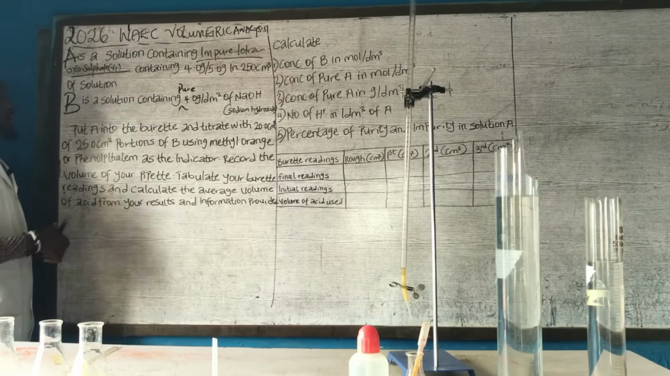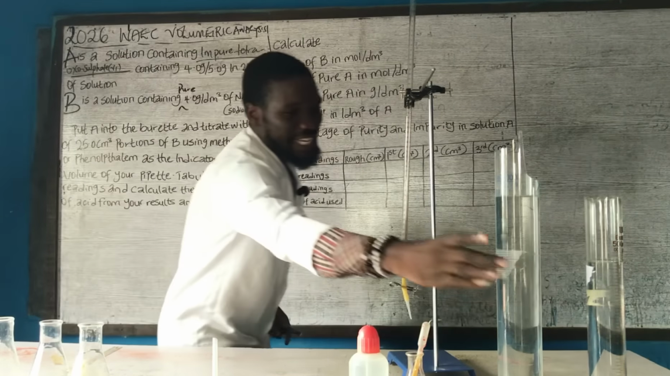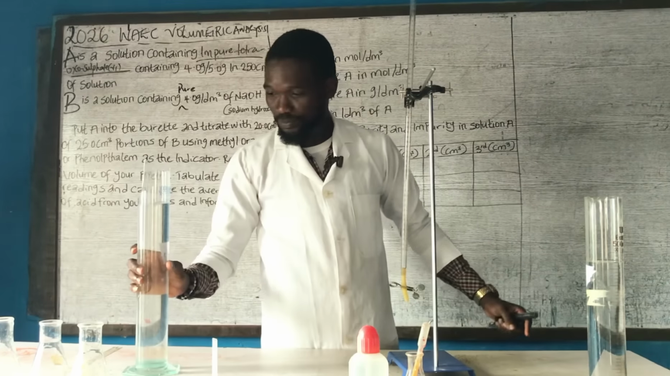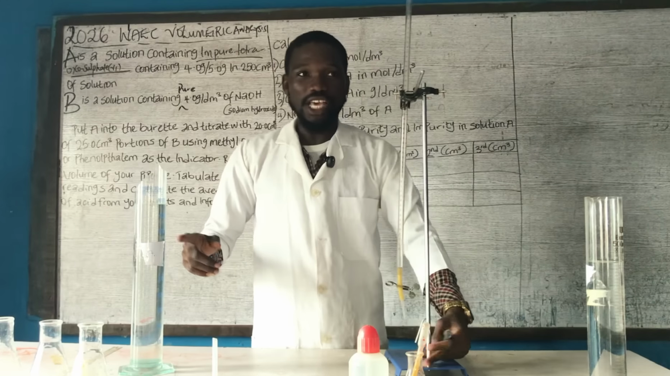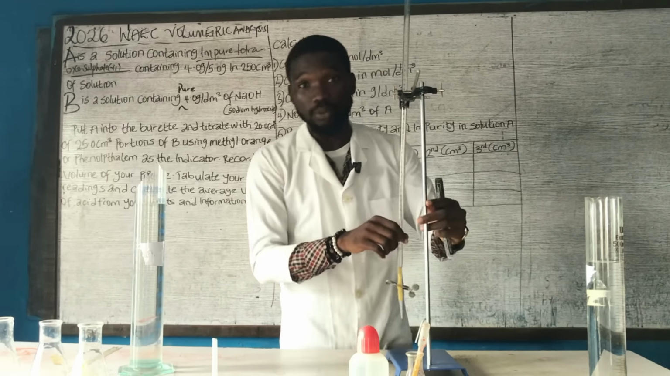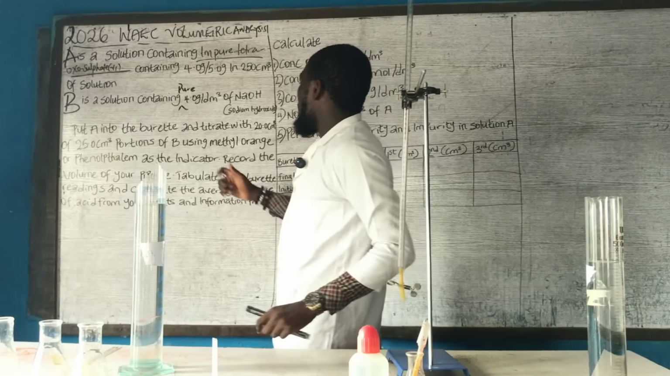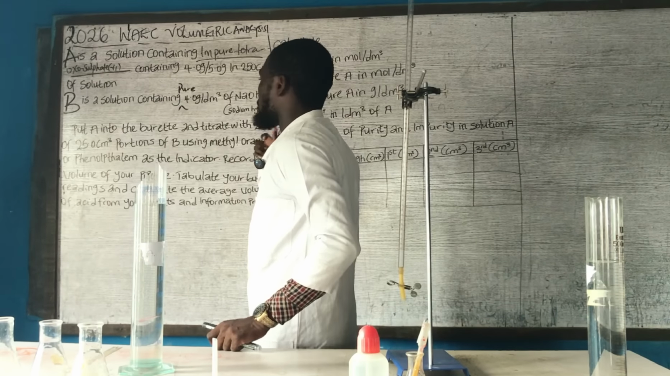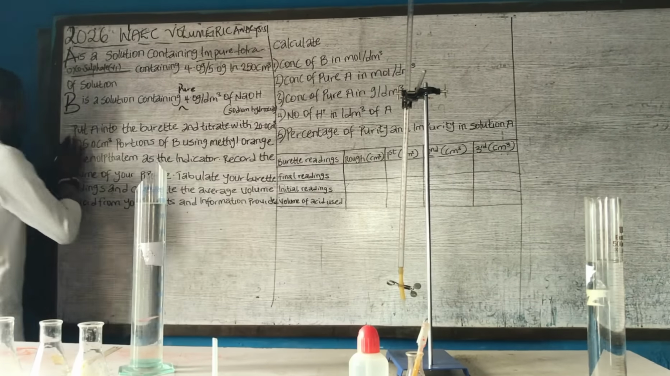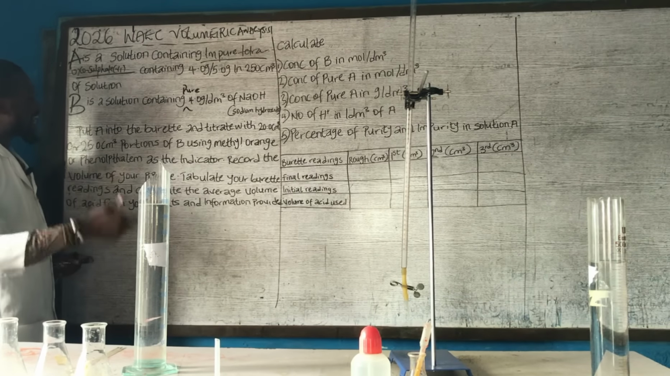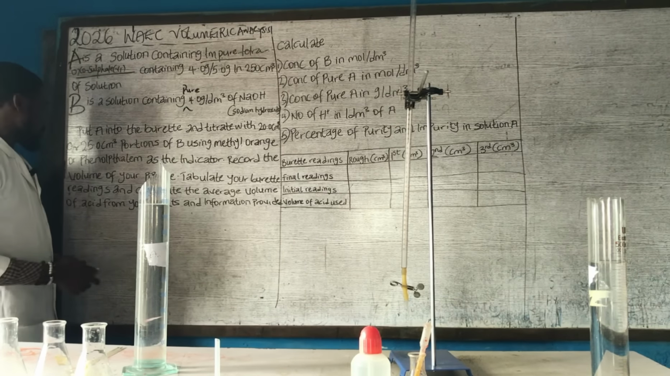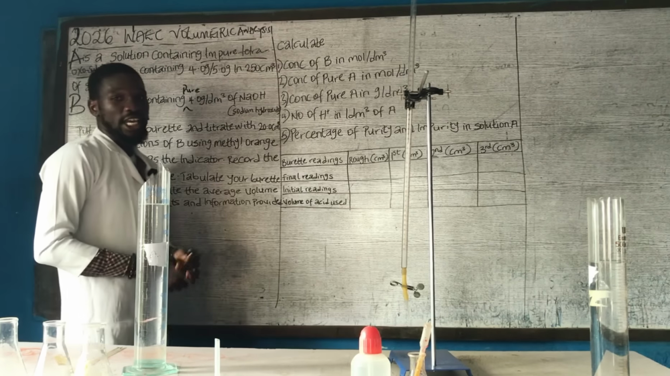Put A into the burette. This is our A. Put A into the burette. Here we have the burette. And titrate with 20 cm cube or 25 cm cube portion of B using methyl orange or phenolphthalein as the indicator. Now, you have to take your reading.